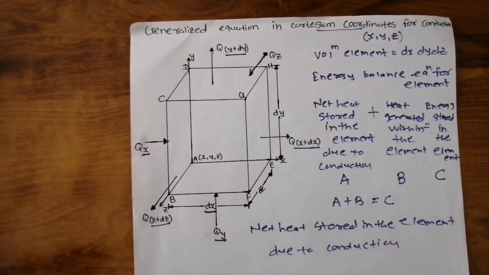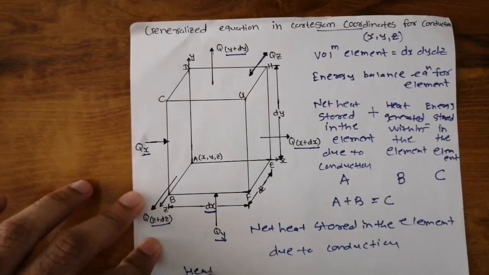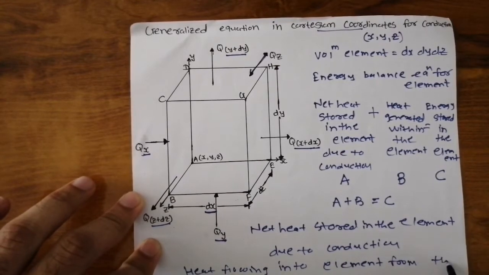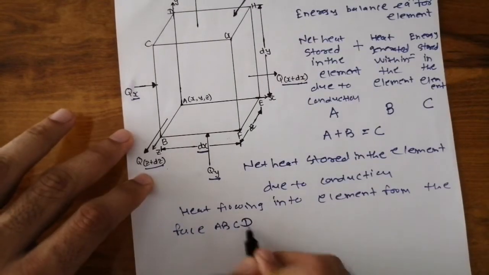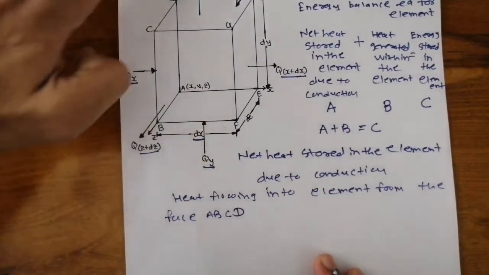So if you consider the x direction, we can say that heat flowing into the element from the face A, B, C, D. From the face A, B, C, D. So you can see here A, B, C, D.